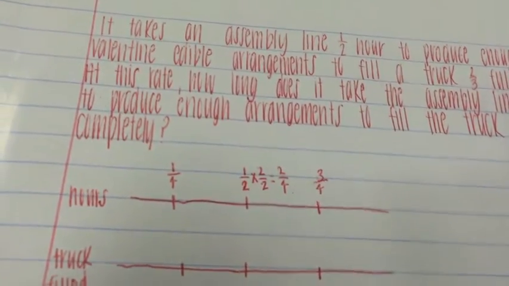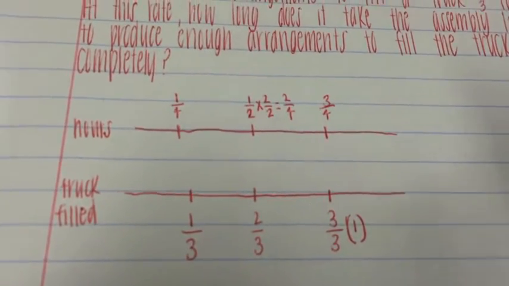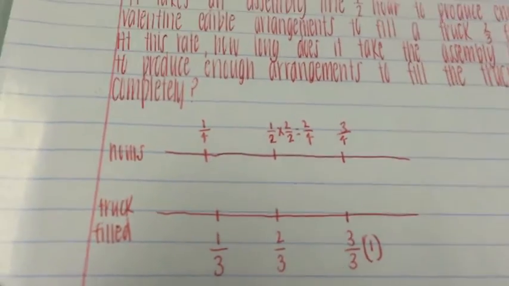So 3/4, it takes 3/4 of an hour to fill up 3/3 of a truck or one whole truck. And we can use the invert and multiply to figure this out. So 1/2 times 3/2 equals 3/4. So it takes 3/4 of an hour to fill up one truck.